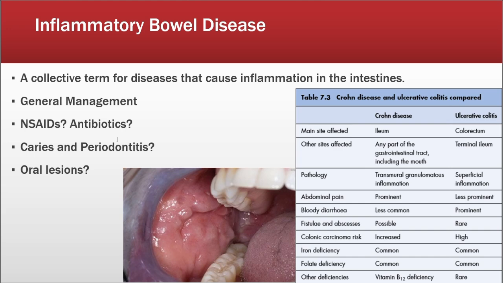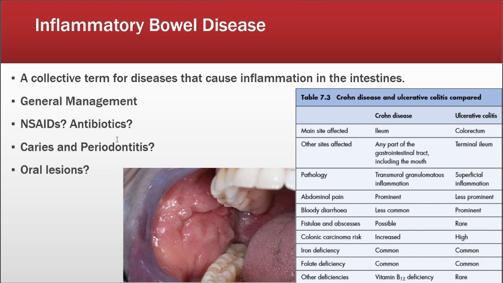Now, inflammatory bowel disease is usually a collective term for the diseases that cause inflammation in the intestines. Now, the general management usually, we just try to stop anything that might cause the inflammation. We protect against anemia. Patients might have B12, iron, folic acid deficiency, we try to bring them back. Okay? Now, antibiotics may be needed.